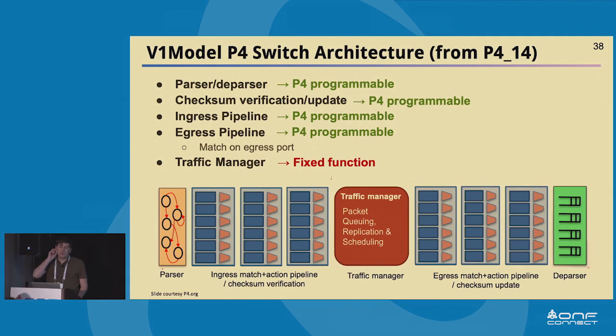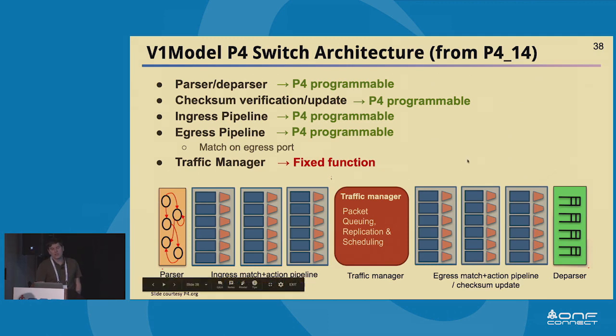So let's look at an example of an architecture, which is called V1 model. This is a P4.16 architecture that is derived from the previous version of the language, P4.14. As I said, P4.14 assumed specific device capabilities. In P4.16, those capabilities have been extracted to an actual architecture called V1 model. So V1 model defines 7 blocks, 6 of which are P4 programmable, and 1 is fixed function.